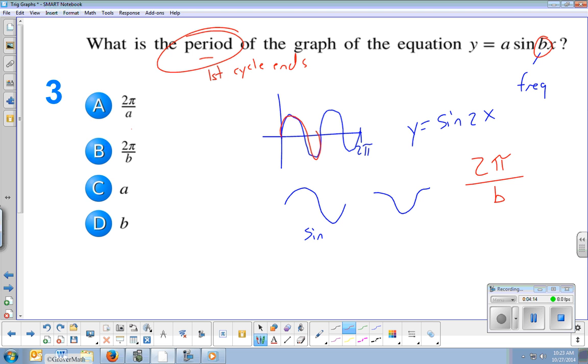So 2 pi over b, which is what the answer is here. But this is the formula we're going to use. And that tells us where the first cycle ends. Because if you think about it, 2 pi is the interval that we're looking at. So divided by how many waves you have tells you where the first one ends. So like 2 pi divided by 2 would be pi in this case, which is where the first cycle would end. But this is really the formula you need to remember, 2 pi divided by your frequency, which is the b value in the equation. We'll see a couple more examples of that right now.